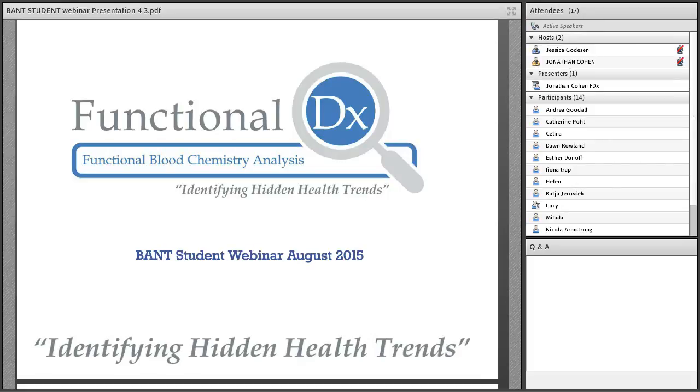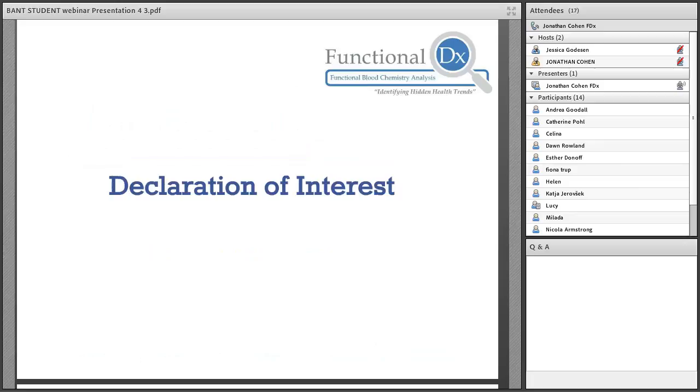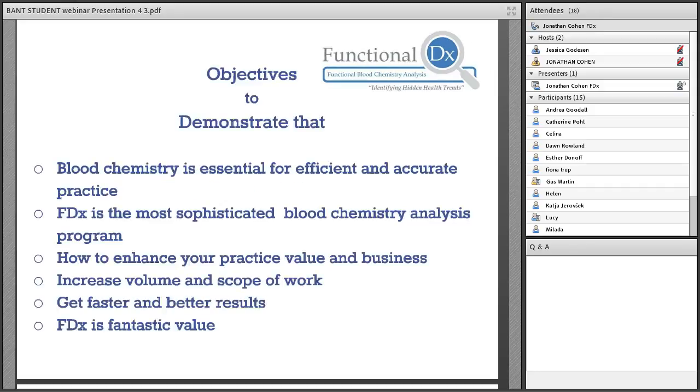Welcome to the blood chemistry analysis from Functional DX, identifying hidden health trends. We'll start off with a declaration of interest, which is to say that I am a director of FDX, and therefore I think it only appropriate that I should declare that I have a financial interest in this particular project.